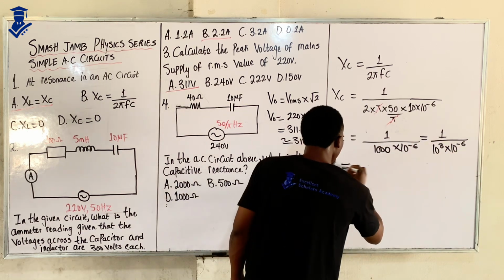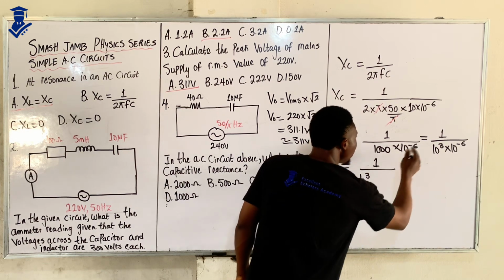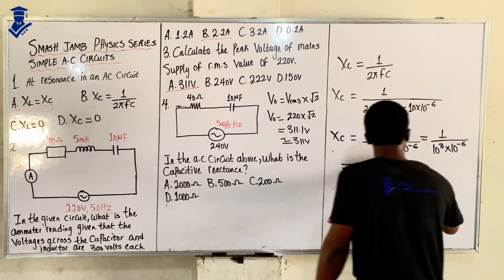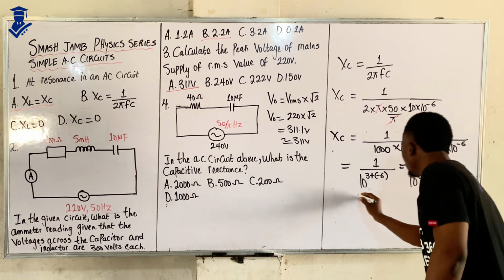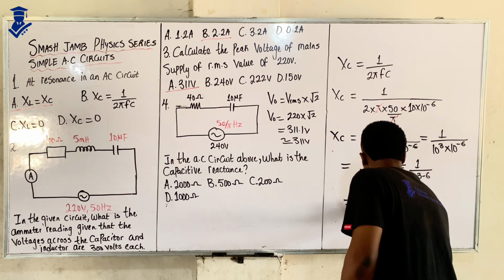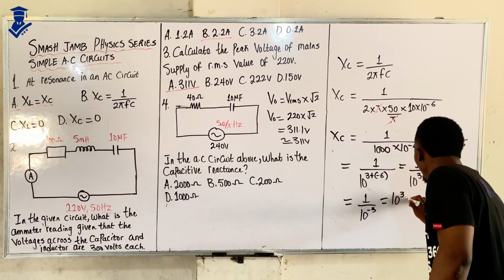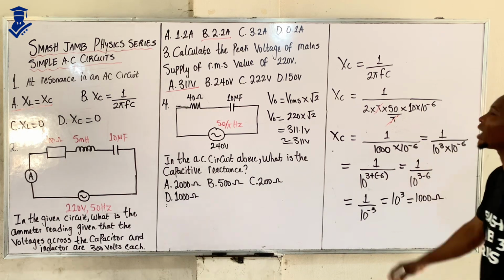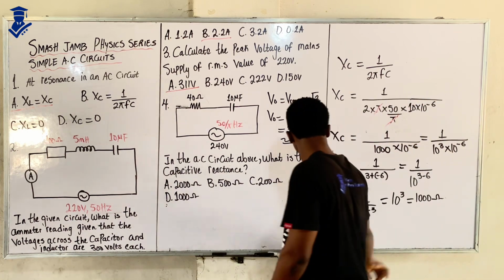6. Now according to the law of indices, that will be 1 over 10 to the power of 3 plus (minus 6), that is 10 to the power of 3 minus 6, which gives us 1 over 10 to the power of minus 3. Now I can bring this 10 to the power of minus 3 up and it becomes 10 to the power of 3, which is the same thing as 1000 ohms, because our capacitive reactance is measured in ohms. So that will be the answer to that question.